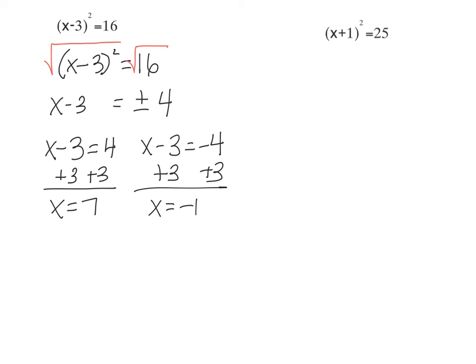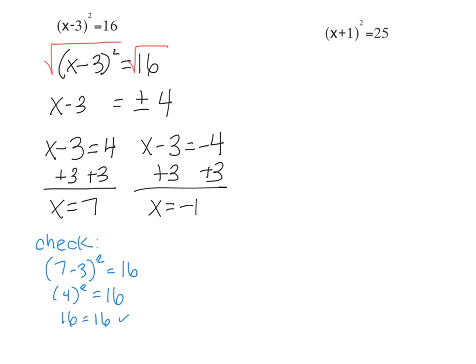Now, I want to check my work. Let's check to see that these two values, x equals 7 and x equals negative 1, both work. So let's check. We'll first do x equals 7. If I plug in 7 for x, I get (7 minus 3) quantity squared equals 16. And remember, order of operations would tell me to do what's in the parentheses first. So that would give me 4 squared equals 16. And what is 4 squared? Yeah, it's 16. So 16 equals 16. So 7 makes the statement true.